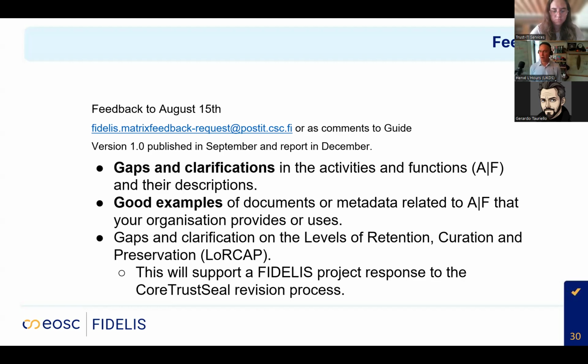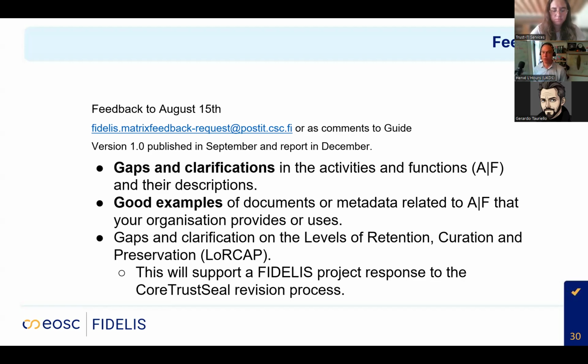We're looking at gaps and clarification of the levels of retention, curation, and preservation. We've got very good experiences with this so far through multiple iterations. But the core trust seal itself is looking at including those in future versions of the core trust seal. So one of our goals after August 15th will be to support a Fidelis project response into that core trust seal revision process related to the levels of retention, curation, and preservation.